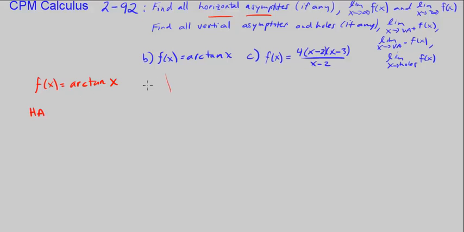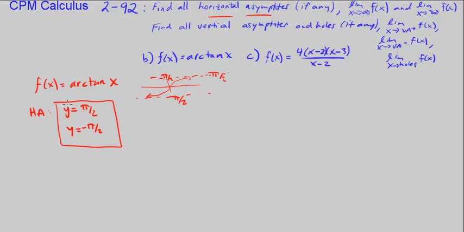So we have to keep in mind the graphical form of arctan. We know arctan goes like this up to pi over 2, and like this down to negative pi over 2. So this is pi over 2 as a horizontal asymptote. So we know we have horizontal asymptotes at y equals pi over 2 and y equals negative pi over 2, because of how it's defined.